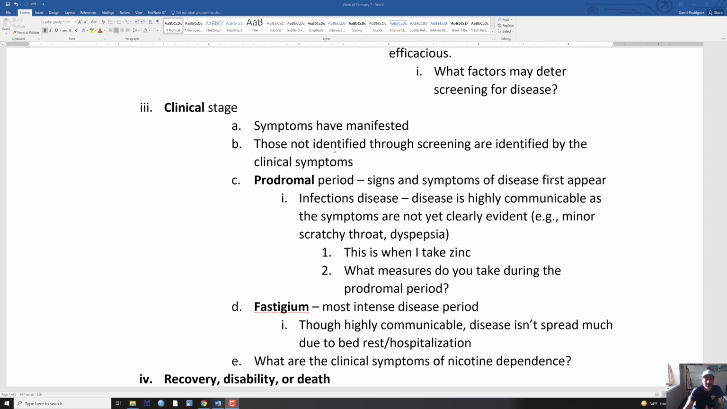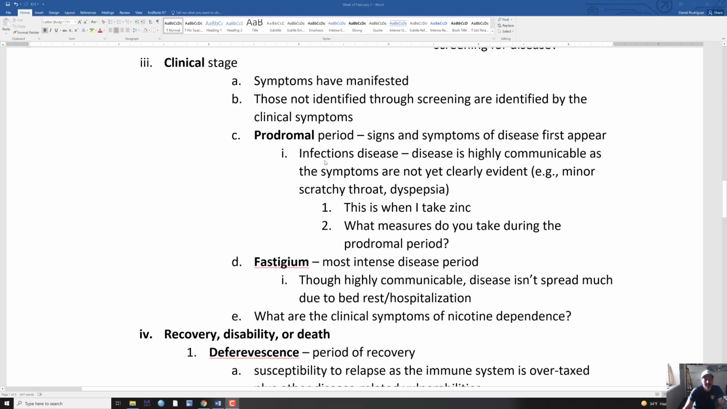But during the clinical stage, people generally, when the symptoms get intense, go to their healthcare provider. We can break this down into the prodromal period. This is when signs and symptoms of the disease first appear. In terms of how well a disease spreads, during this prodromal period an infectious disease is highly communicable, as the symptoms are not yet clearly evident. So you might have a minor scratchy throat, dyspepsia, stomach issues.